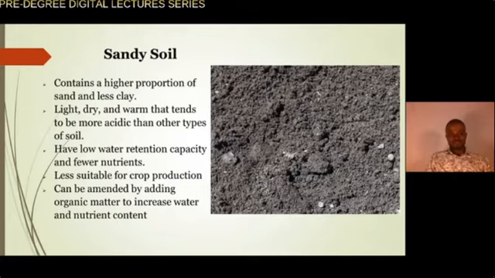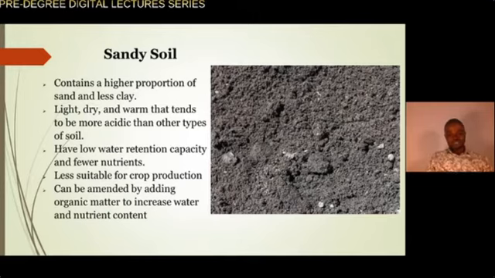Sandy soil. Sandy soil contains a high proportion of sand and less clay. It is light, dry, and warm, and tends to be more acidic than other soil types. Sandy soil also has low water retention capacity, and it has fewer nutrients. It's also less suitable for crop production because of the low content of nutrients. Not all crops are fitted for this kind of soil.